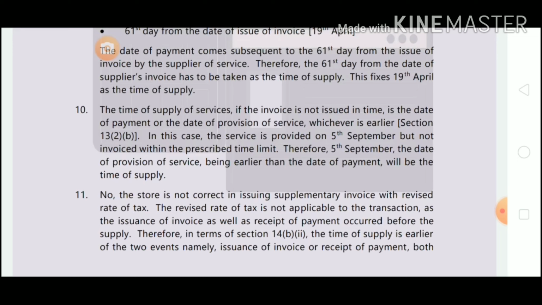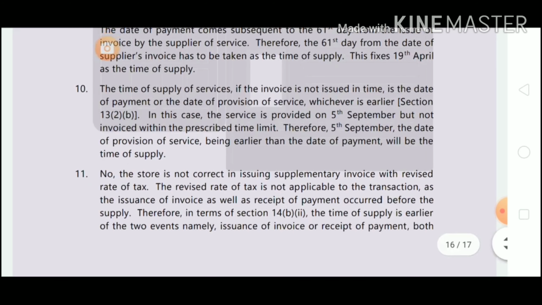Now service was completed 5th September, so in this case service is provided on 5th September but not invoiced within the prescribed time limit. Therefore 5th September, the date of provision of service being earlier than the date of payment. Date of payment was December, so date of provision of service is the earlier one. Therefore the 5th September will be the time of supply.